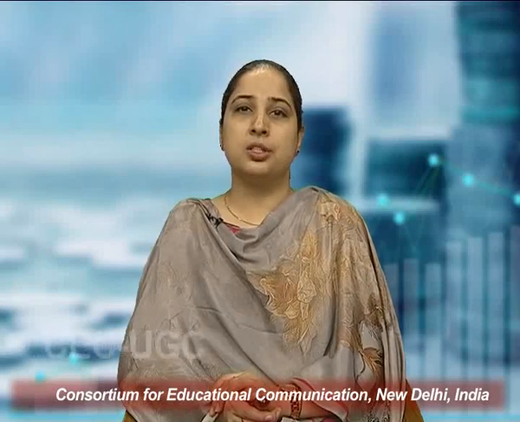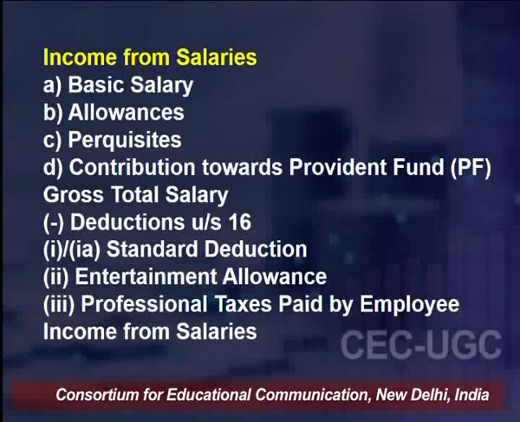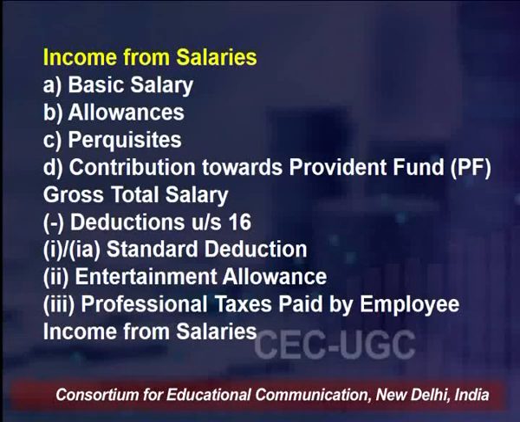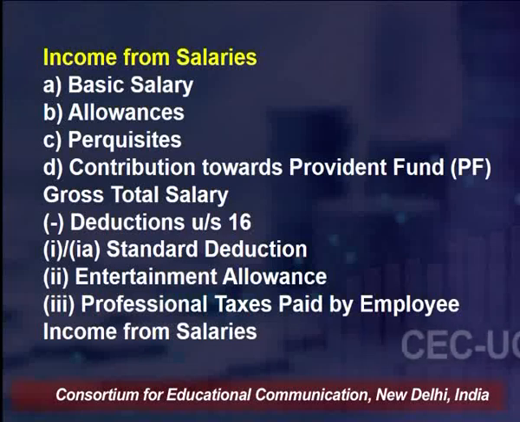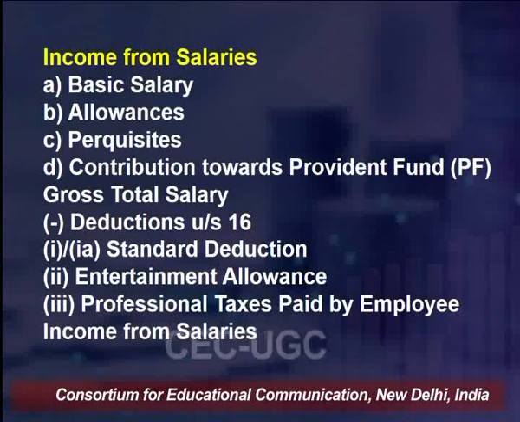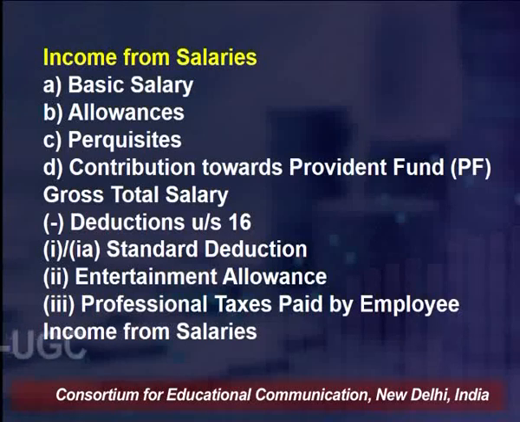We categorize it basically into 4 segments. The number 1 being your basic salary, the number 2 being your allowances, number 3 perquisites, and the number 4th one, contribution towards provident fund. And after combining the income from all these 4 respective segments, that is your basic salary, allowances, perquisites, contributions towards PF, we come to your gross total salary.